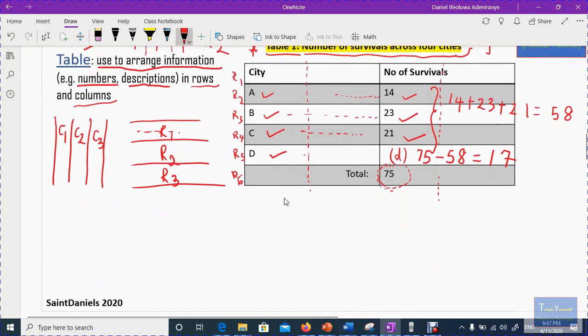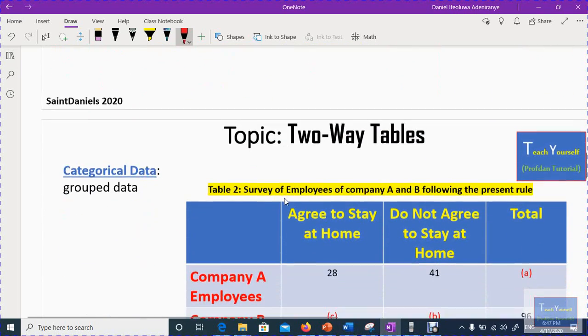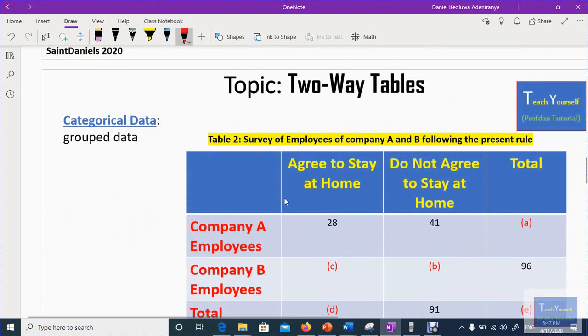Now we're going to go in depth into two-way tables proper. I have an example here to describe what two-way tables are, and we should know what categorical data is. When we say data that can be categorized, these are data that can be grouped. And if you have two data you are grouping together, remember in one of our previous videos we called it bivariate data.